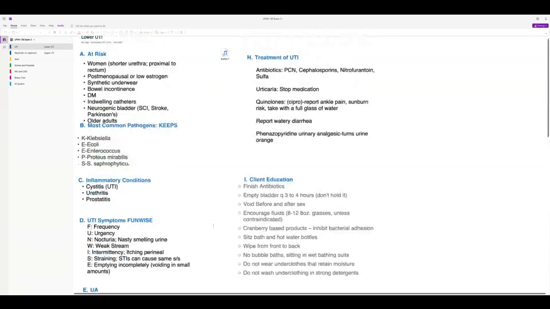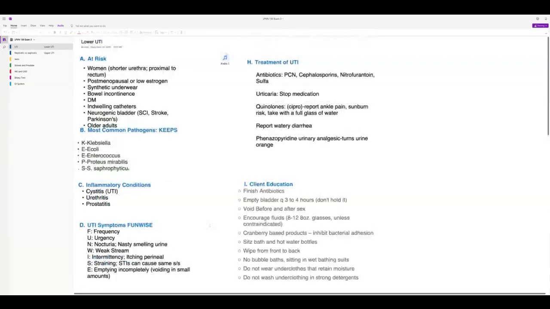The antibiotics include the penicillins and sulfa drugs. If anybody gets urticaria, you're going to stop the medication immediately. For quinolones, which is your Cipro, they need to report ankle pain because it could damage the Achilles tendon. They have a sunburn risk, which means they're photosensitive, not photophobic. Photophobic means light hurts their eyes. Photosensitivity means they're more prone to sunburn. So don't mix that up.